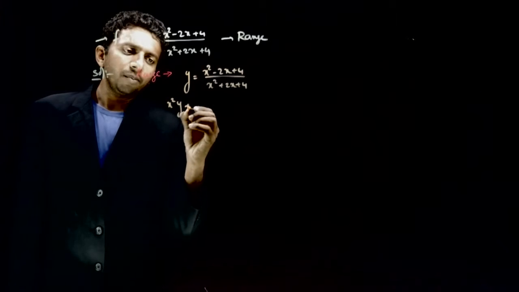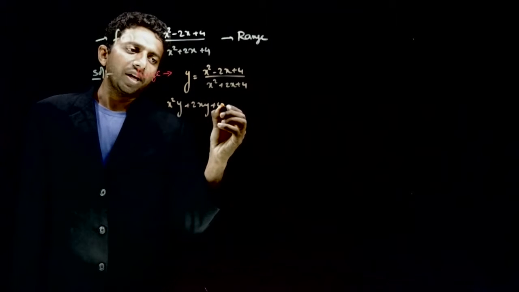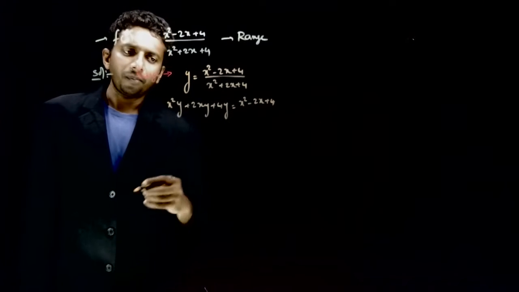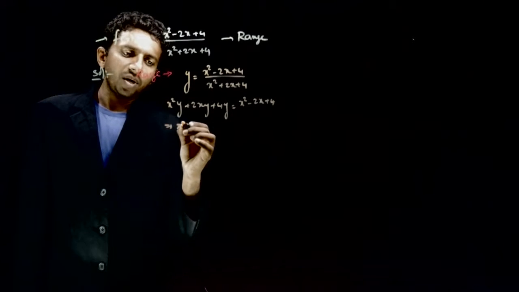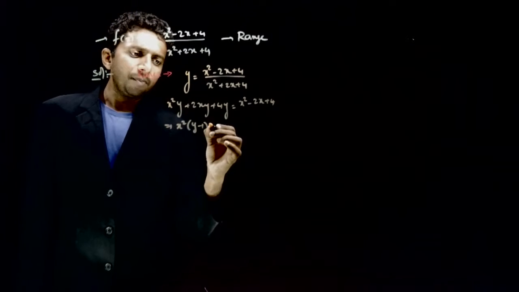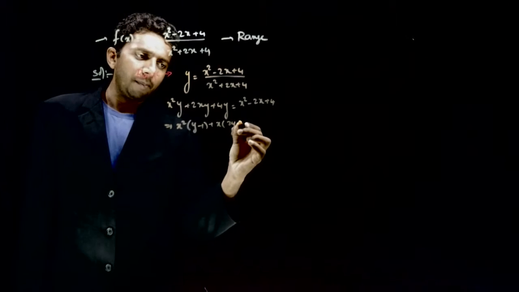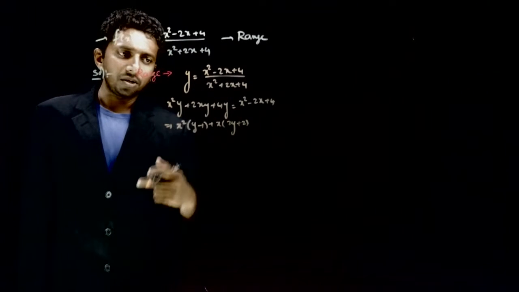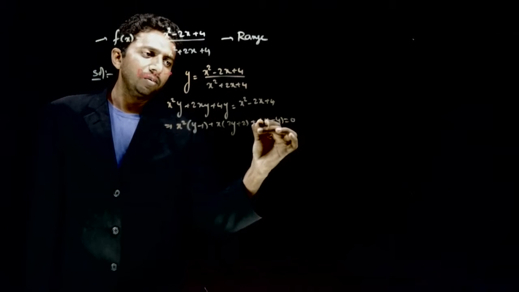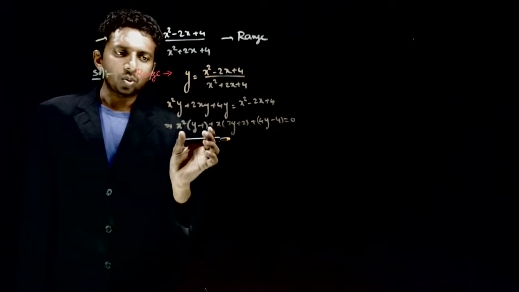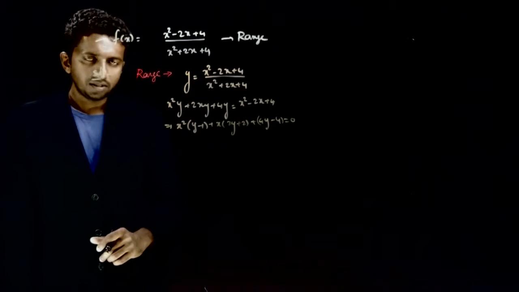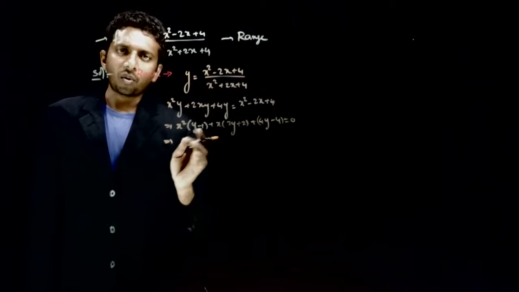x square y plus 2xy plus 4y is equal to x square minus 2x plus 4. This implies x square times (y minus 1), ये वाला x square इस तरफ लेके आया तो, plus x times (2y plus 2), if you take plus 2x onto this side, plus 4y minus 4 is equal to 0. So this implies this is a quadratic in x.